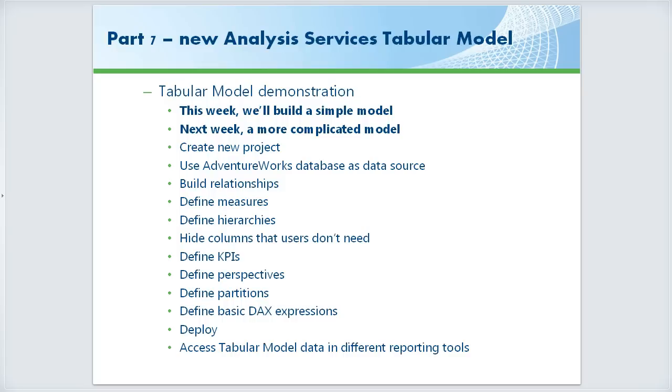We're going to look at defining some measures and roll-ups, and defining some hierarchies for parent-child relationships to maybe navigate a geography hierarchy or a product hierarchy. We're going to look at hiding the columns that a user doesn't need. Maybe we have surrogate keys that we need for joining the data together in a model, but don't necessarily need to show to an end user. We're going to build a KPI, look at building some perspectives, and look at building some partitions.